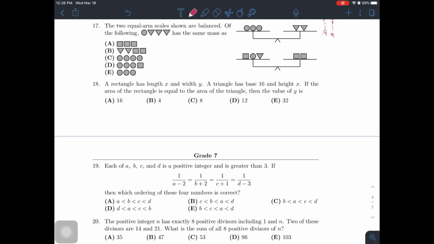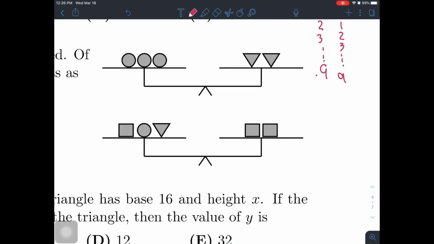17. The 2 equal arm scales shown are balanced. Of the following, circle, triangle, triangle, triangle has the same mass as. So for this question, we'd have to play around with the shapes a bit. So you know that these 2 are equal and these 2 are equal.